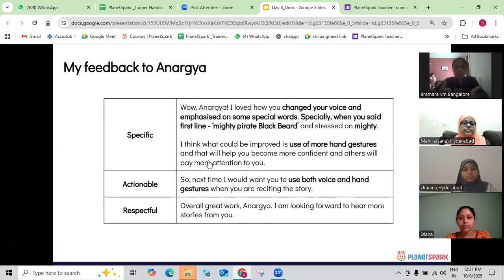Think what could be improved in use of more hand gestures, and that will help you become more confident, and others will pay more attention to you. Okay. Brahmara, she didn't use her hand gestures in the beginning 2-3 words, but good presence of mind. As soon as you realize that I'm talking about the importance of hand gestures, she started using her hand gestures. Good observation there, Brahmara.